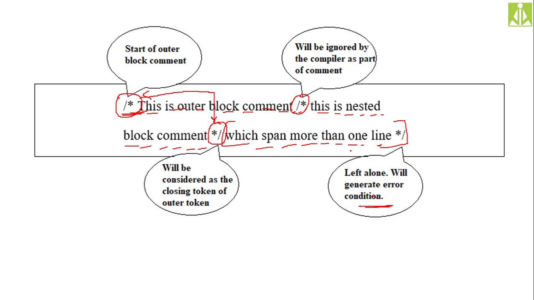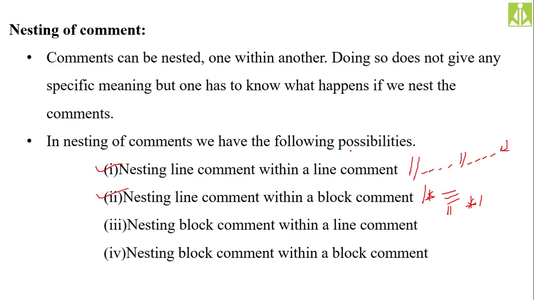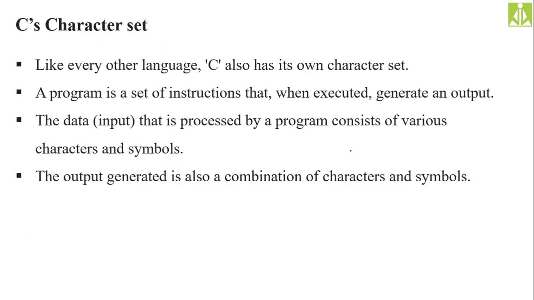So of the 4 different cases, the first 2 cases will not generate any issues and the remaining 2 cases will generate issues. So this is about nesting of comments. The next thing we have in our C language is the C character set.